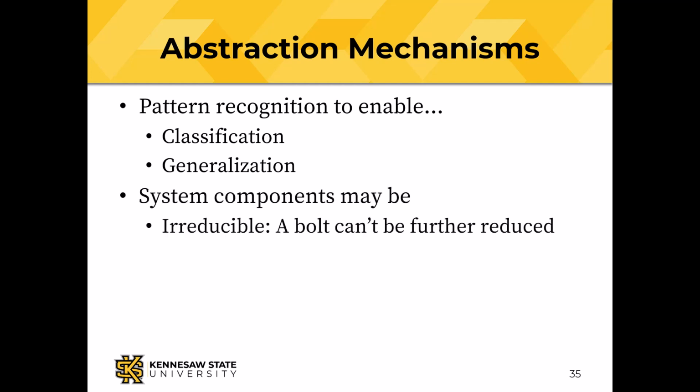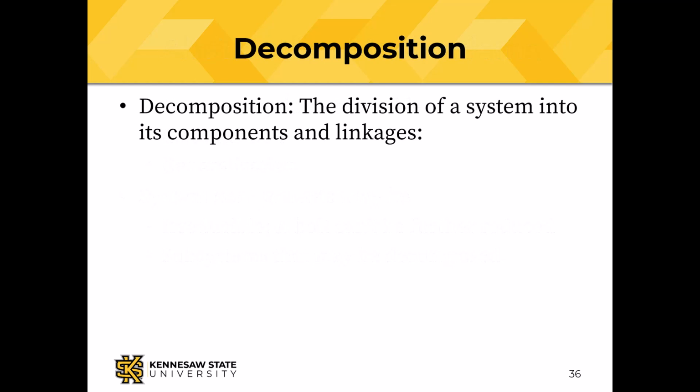System components can be irreducible, and the example is a bolt. A bolt can't be further reduced. Or they can be subsystems that can be decomposed and broken down into simpler and simpler abstractions. Decomposition is the division of a system into its components and linkages.